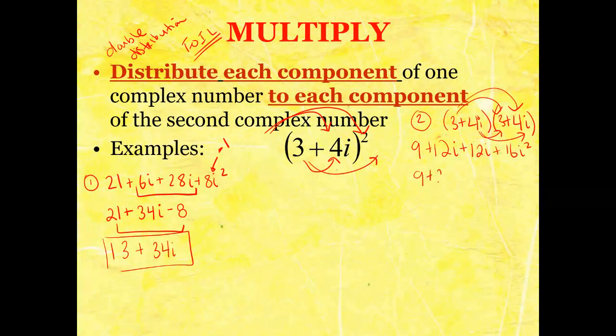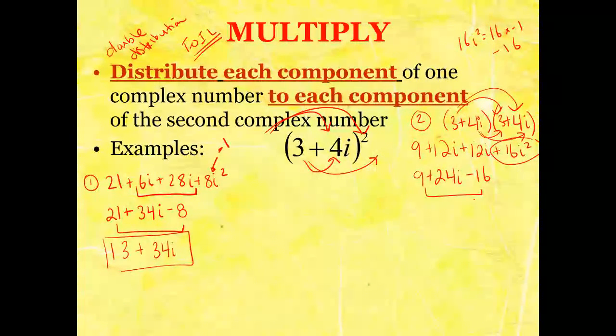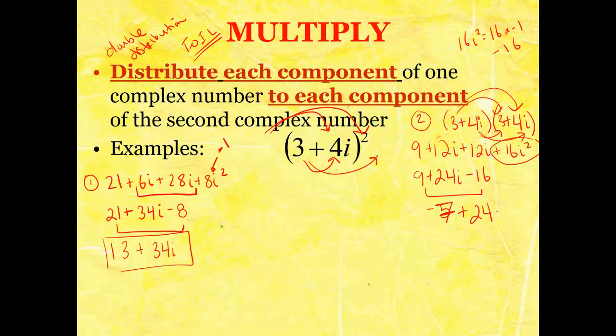So I've got 9 plus 24i, and I know that this right here, plus 16i squared, is the same thing as 16 times negative 1, which is negative 16. So I really have a minus 16 there. I can combine those two. 9 minus 16 is going to be negative 7. Plus 24i.